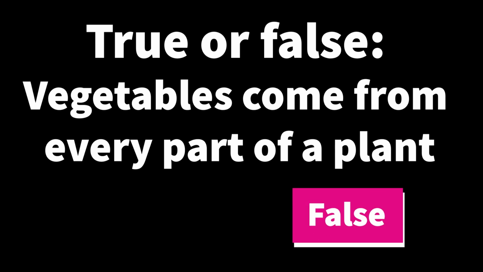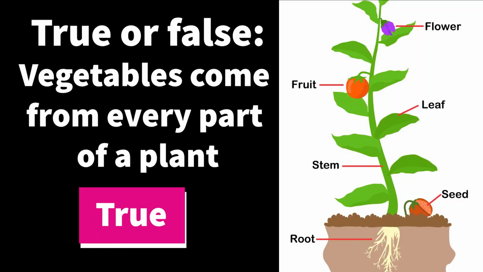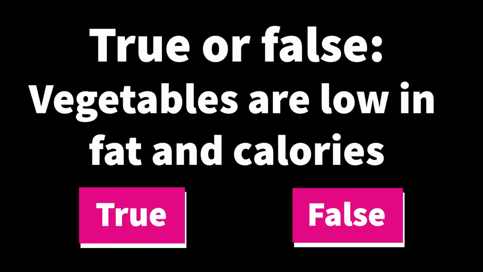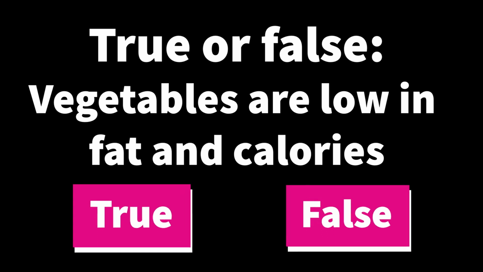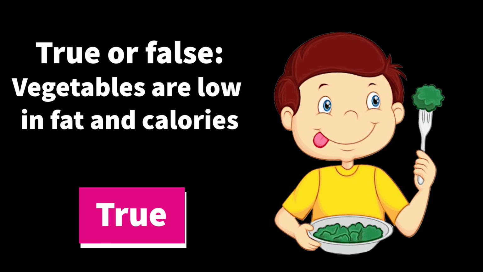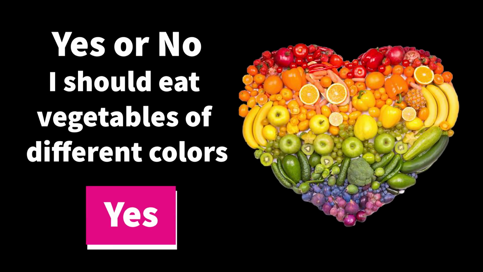True or false? Vegetables come from every part of a plant. True. Remember that fruits come from the seeds and every other part of the plant is what is considered a vegetable. True or false? Veggies are low in fat and calories. True. You can eat a lot of them without overeating. Yes or no? I should eat veggies of different colors. Yes. Eating a good mix of different colored veggies ensures that you're getting a lot of different nutrients that your body needs.